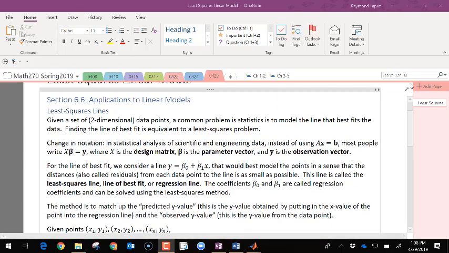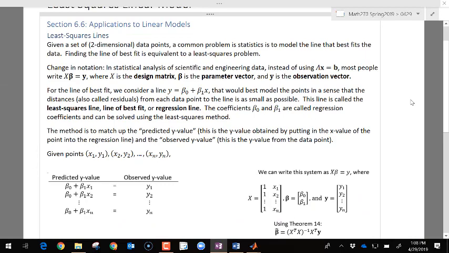Just for the sake of copying the notation they have for statistics, they use the variable beta as a vector, and instead of using A for your matrix, they use capital X. I hope that's not too confusing. The Y data is just the output. So you basically have a list of X and Y values, and then you're going to try to make a line out of it.